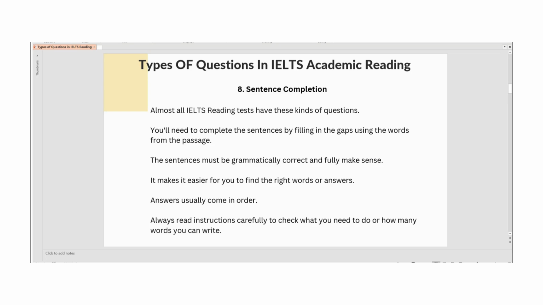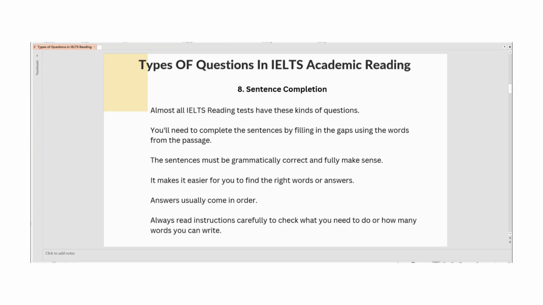It is different from sentence ending completion because in sentence ending completion you have to add words at the end of the sentence to complete it. But in this type, the gap can be anywhere. It can be at the start of the sentence, in the middle of the sentence, or at the end of the sentence. So this is the difference between the two types of questions: sentence completion and sentence ending.